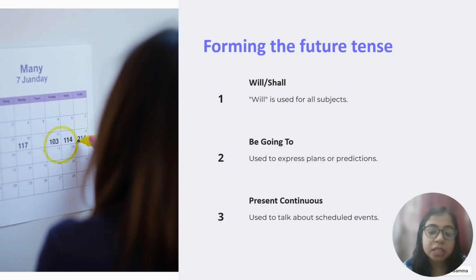Okay. Next is present continuous, used to talk about scheduled events. Okay. Like something which is scheduled for tomorrow. There will be a meeting tomorrow. Okay, we will be having a meeting tomorrow. So we are using present continuous tense for the future. Okay, having a meeting, that is a present continuous tense, but we are using it for future.